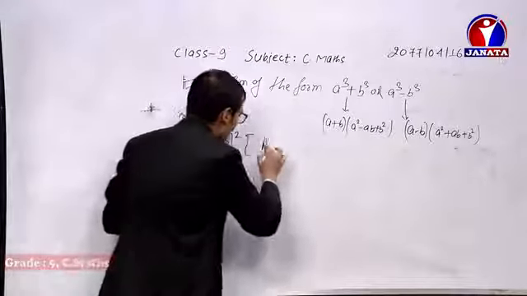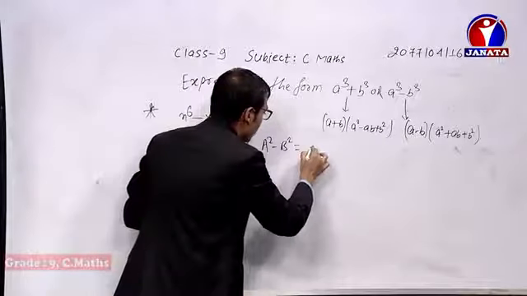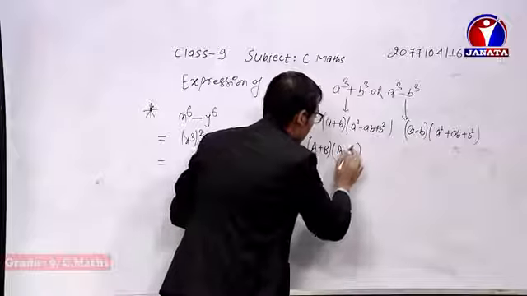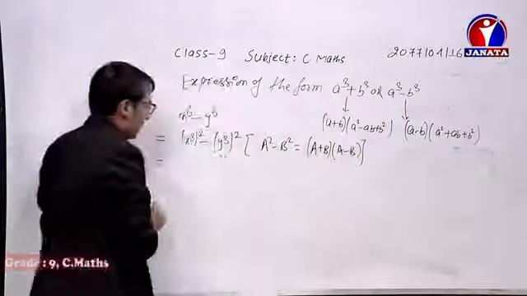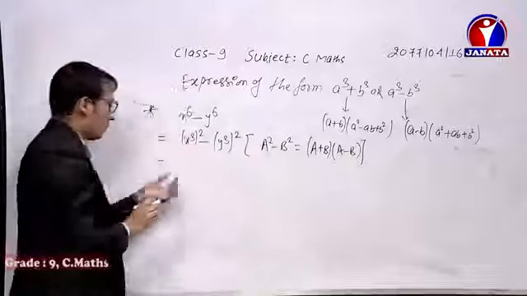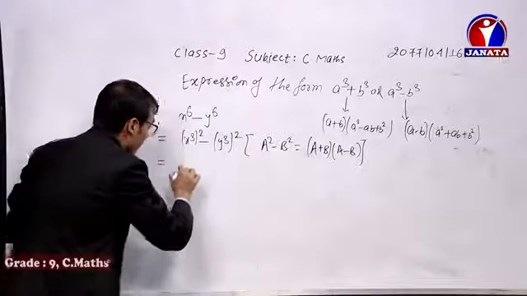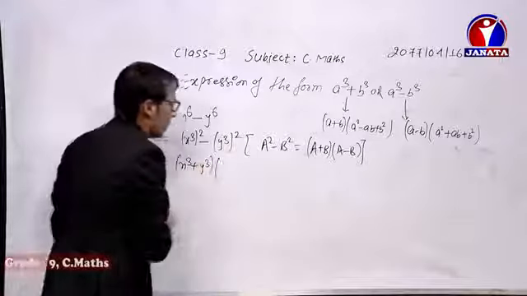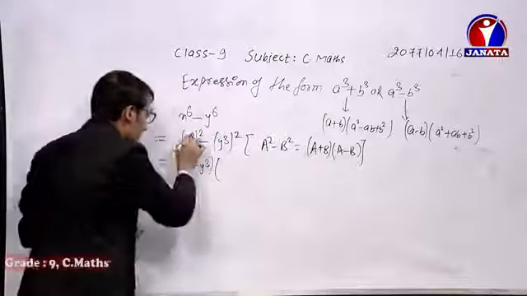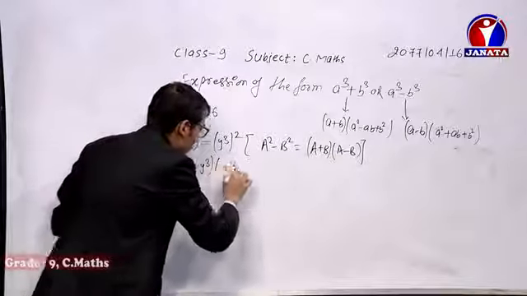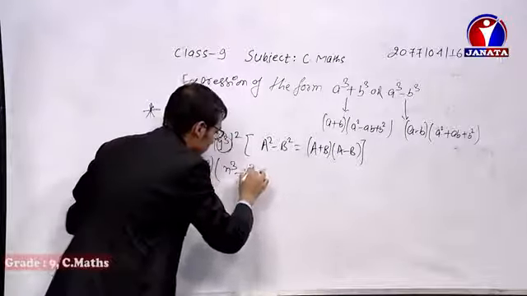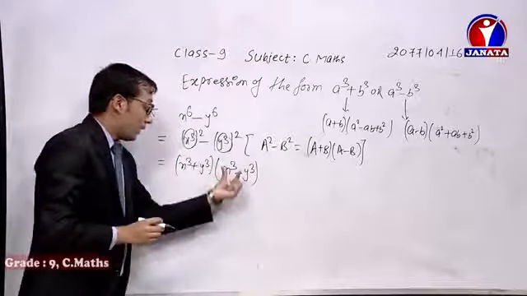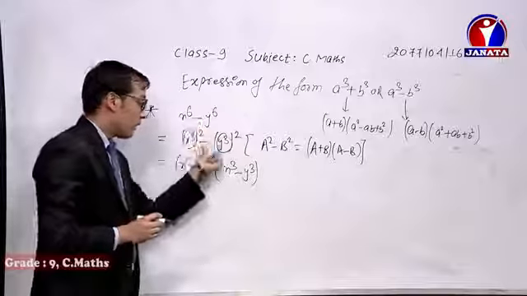This is in a square minus b square form. Factors are a plus b times a minus b. So what is a? The term in first bracket, x cube. So a plus b is x cube plus y cube. Second is a minus b. What is a? X cube. What is b? Y cube. So these are two factors of x cube whole square minus y cube whole square.